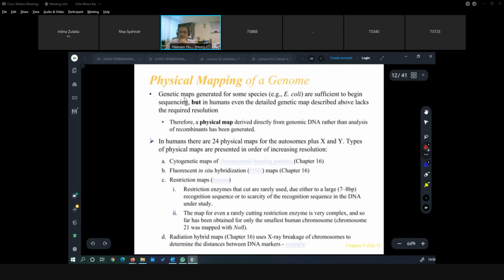Genetic maps generated for some species are sufficient to begin sequencing. But in humans, even the detailed genetic map described above lacks the required resolution. Therefore, a physical map derived directly from genomic DNA, rather than analysis of recombinants, has been generated.